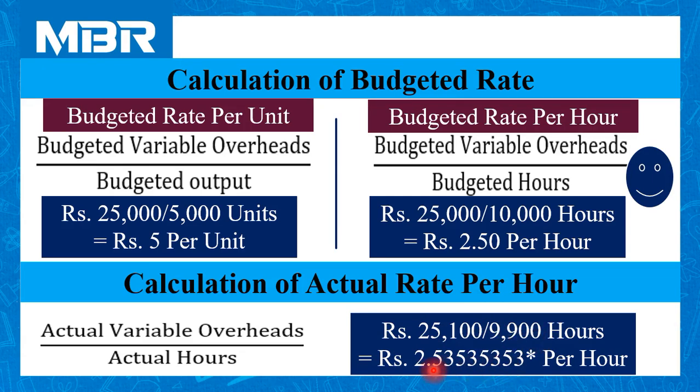So actual rate per hour is 2.5353535353. It's a recurring number. If you want a 100% perfect answer without any kind of error, it is necessary for you to consider all the numbers. So 2.53535353 per hour. So in this way, we have completed the first item, budgeted rate per unit. It's rupees 5 per unit. Budgeted rate per hour is rupees 2.5 per hour, and actual rate per hour is 2.53535353, recurring.